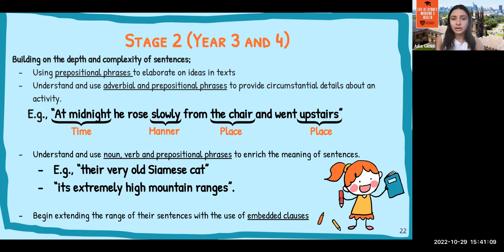They should also understand the meaning of sentences and that they can be enriched and complexified through the use of noun phrases, verb phrases, and prepositional phrases.